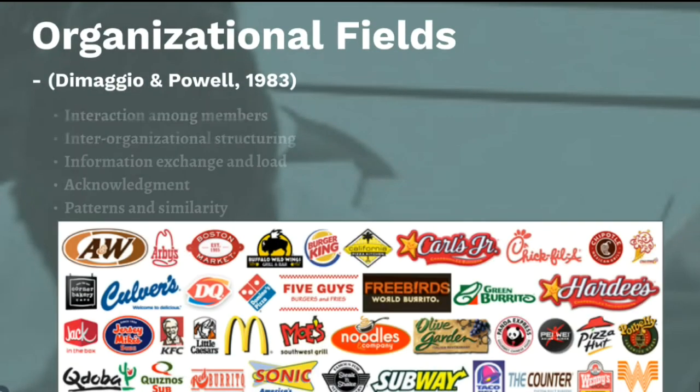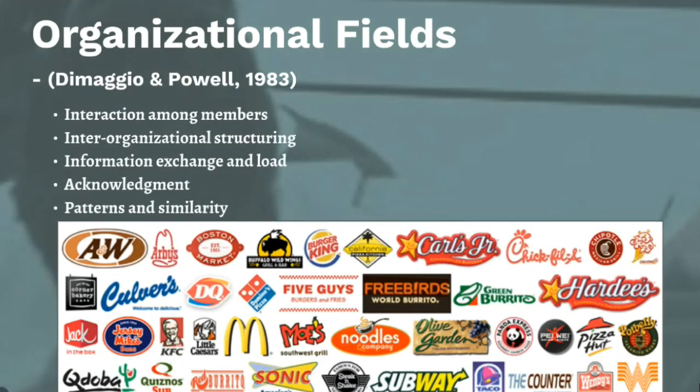Organisational fields is a term that refers to organisations that, in the aggregate, constitute a recognised area of institutional life. For example, key suppliers, resource and product consumers, regulatory agencies, and other organisations that produce similar services or products. According to Dimaggio and Powell, the structure of an organisational field can be defined on the basis of the following points. Firstly, an increase in the extent of interaction among organisations in the field.